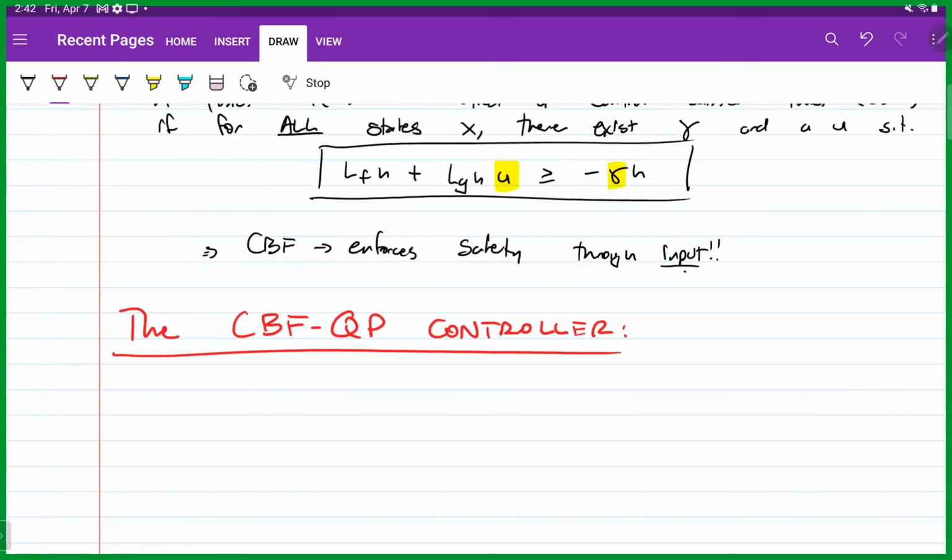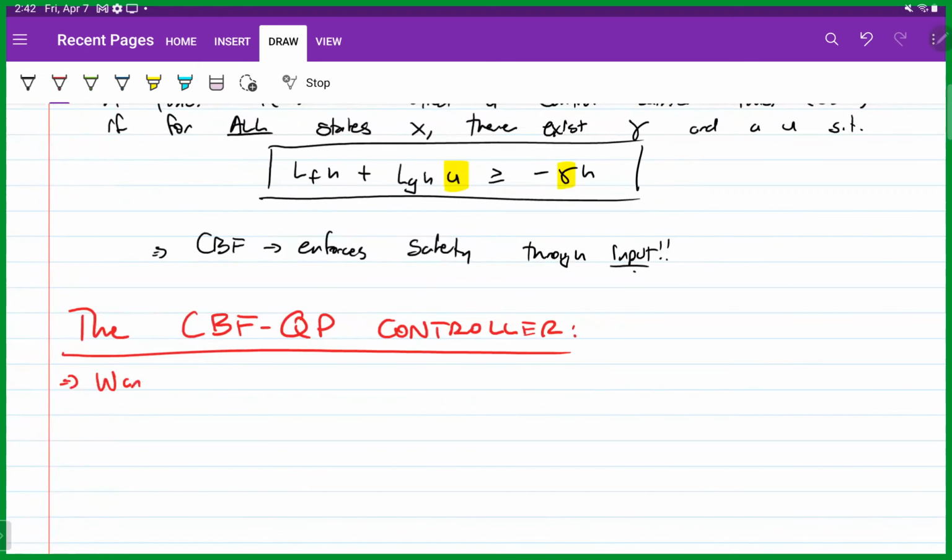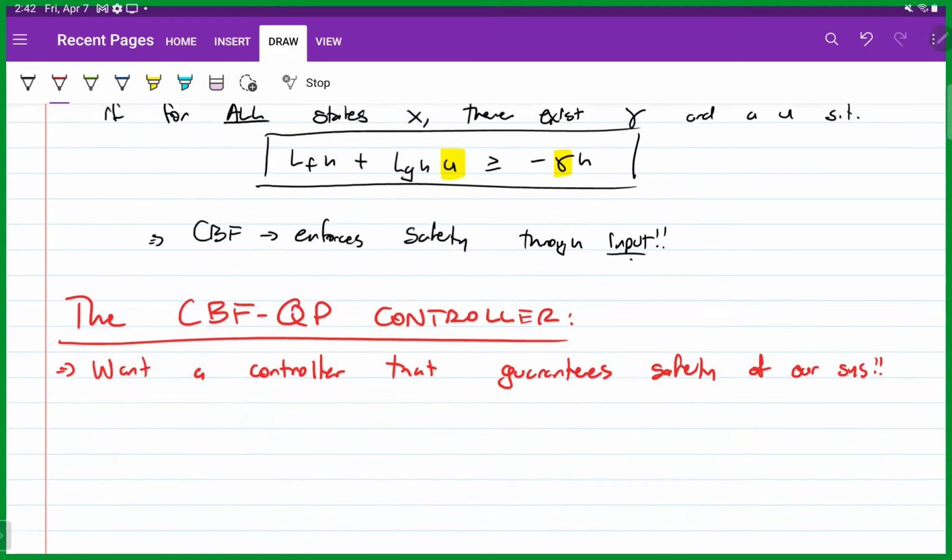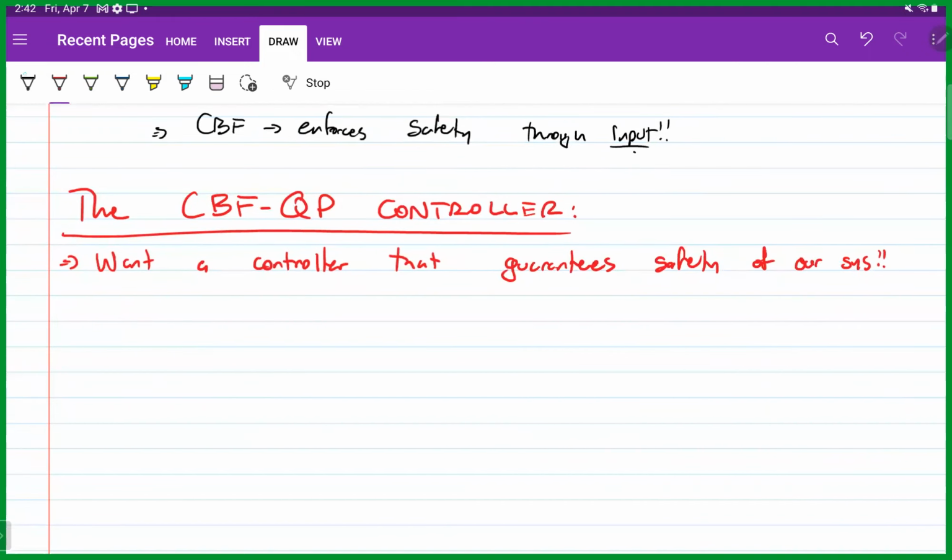So what we want is a controller that guarantees safety of our system. All right. So what we're going to do is try to frame this guarantee of safety through some sort of optimization problem that will hopefully have a guaranteed solution.